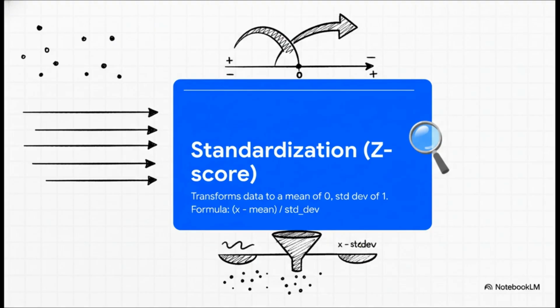Standardization is a little different. Here, for each value, you subtract the average value of the feature, and then you divide by the standard deviation. What this does is it centers your data right around 0. So a positive value means it's above average, and a negative value means it's below average. A lot of models really like this.